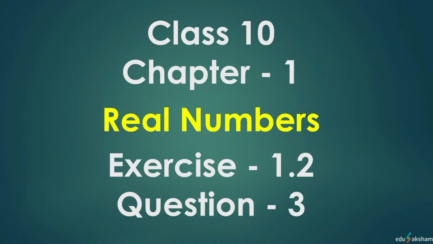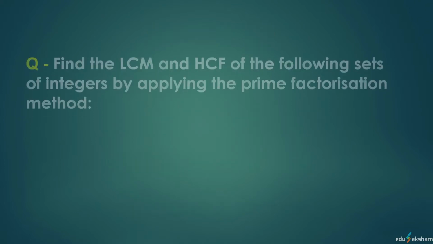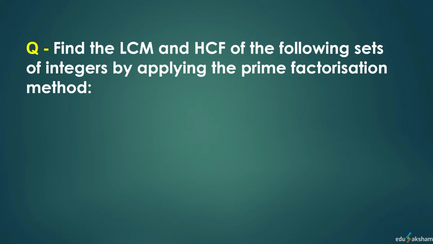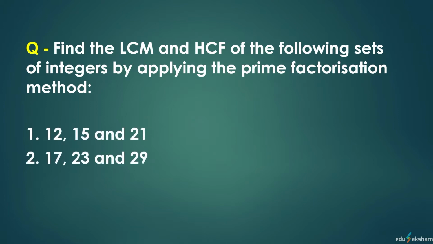Class 10, Chapter 1, Real Numbers, Exercise 1.2, Question number 3. Find the LCM and HCF of the following sets of integers by applying the prime factorization method. The sets of integers are 12, 15 and 21; 17, 23 and 29; 8, 9 and 25.